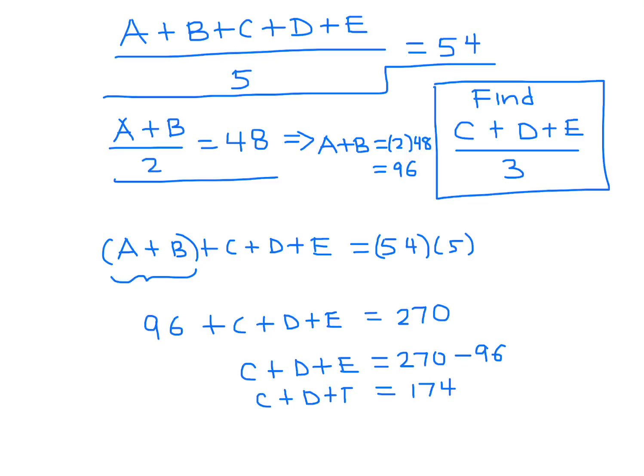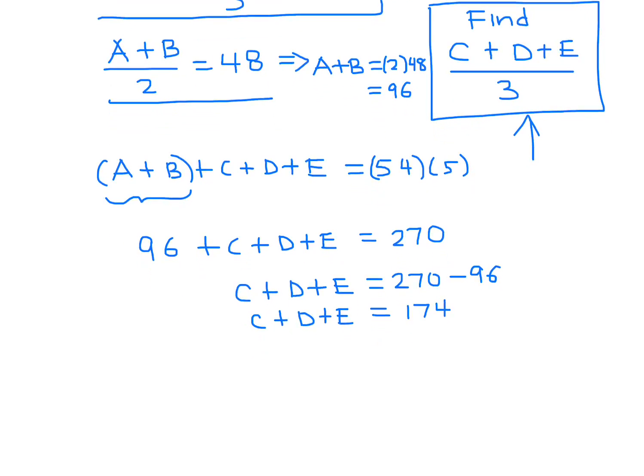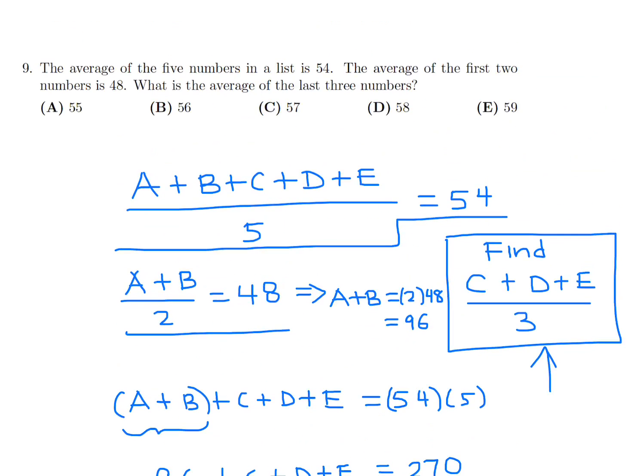All right, we are very close to getting this right here. Now we just have to figure out C plus D plus E divided by 3. All right, divide both sides by 3. So now it's just 174 over 3, which is 58. And there you have it. That is exactly what they wanted us to figure out. So the answer is 58. Number 9, therefore, is D.